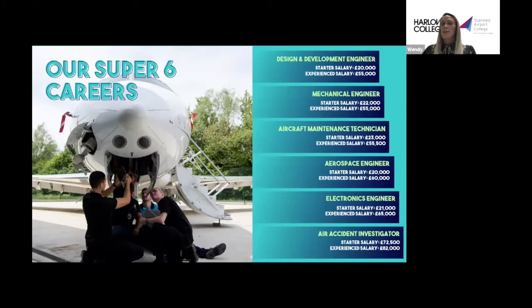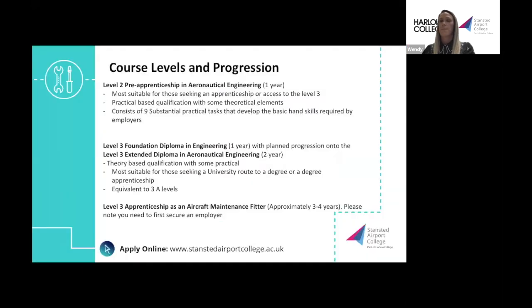Outlined here are just a selection of the fantastic careers that our young trainees can progress into on completion of their study programmes with us. The knowledge and skills that they learn really does open a huge number of doors for them to a very exciting, long and sustainable career. Next slide, please.